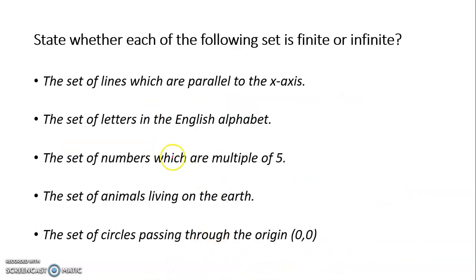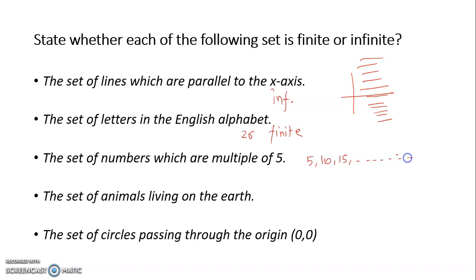Let's see the next example. State whether each of the following sets is finite or infinite. Set of lines which are parallel to the x-axis. There can be as many lines as I can draw parallel to the x-axis. It is infinite. The set of letters in the English alphabet, I know there are 26 letters, so it is finite. The set of numbers which are multiples of 5, infinite. Again, it is 5, 10, and so on. You can continue doing it.